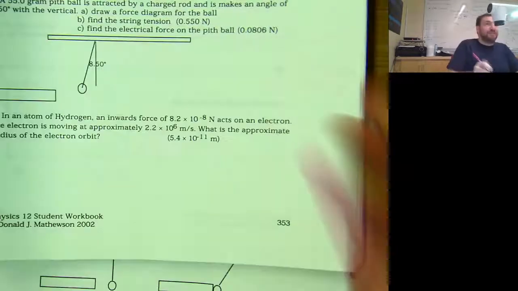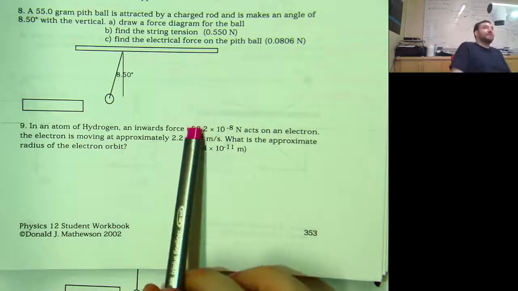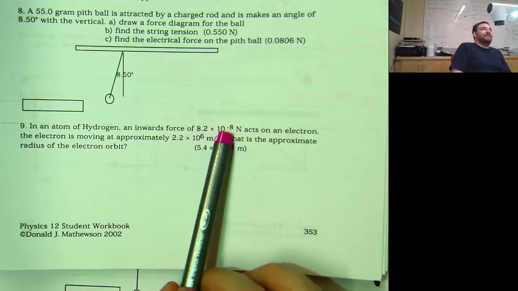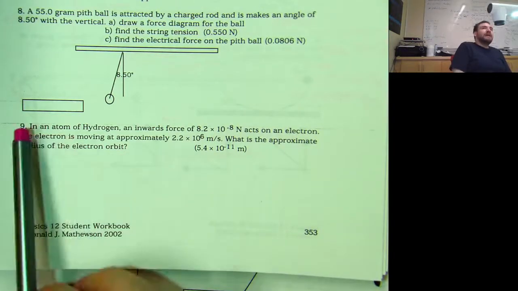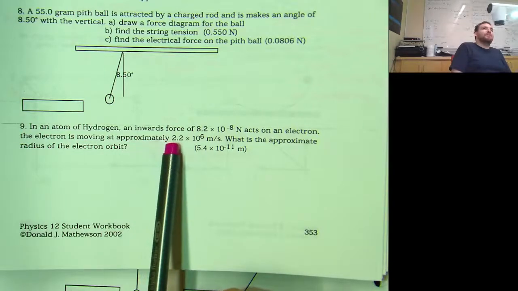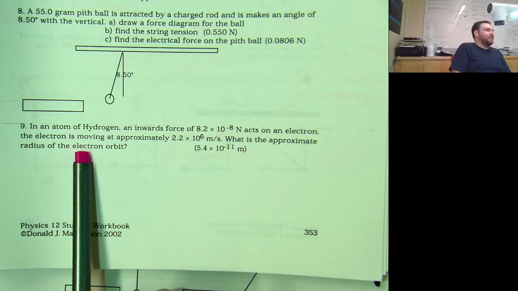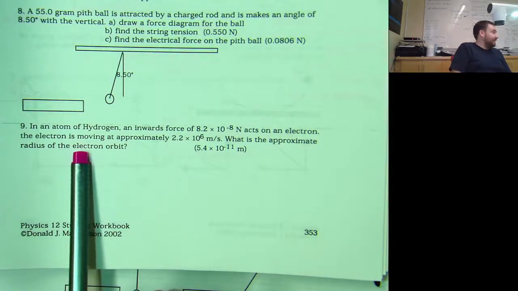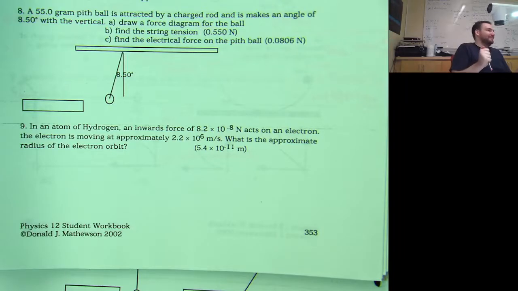9's a beautiful question. In an atom of hydrogen, an inwards force of 8.2 times 10 to the negative 8 newtons acts on an electron. We'll figure out how to calculate that force shortly. The electron is moving at an approximate 2.2 times 10 to the 6 meters per second. What is the approximate radius of the electron orbit? So what you're going to do here is basically find the size of an atom of hydrogen, which is pretty cool, using uniform circular motion.